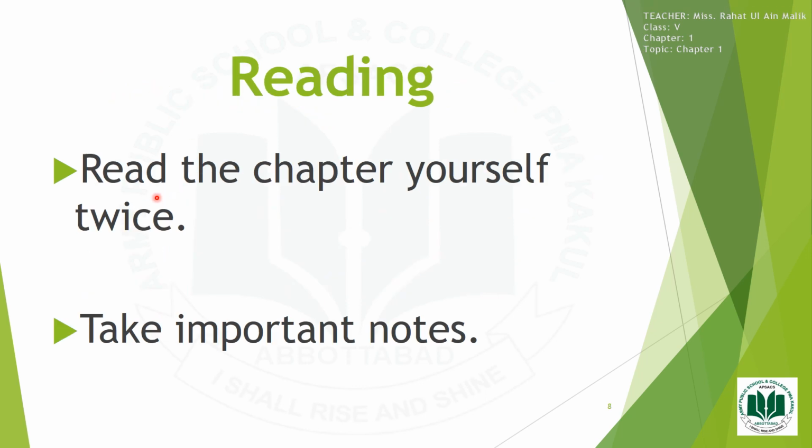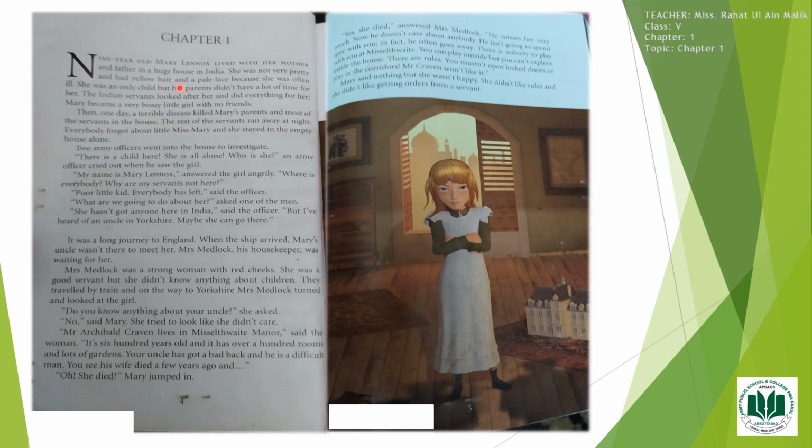Now, students, you will open your novels and read the chapter yourself twice. While reading the chapter, take important notes. You can take these notes in the form of written notes. You can either highlight or underline the important lines. Right, so this is page 4 and page 5. You have to read this chapter twice yourself.